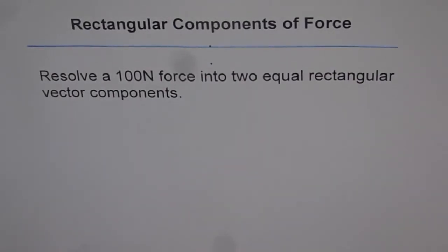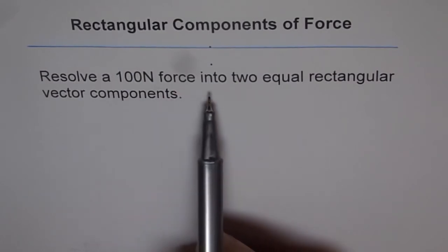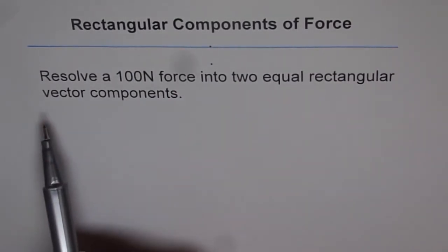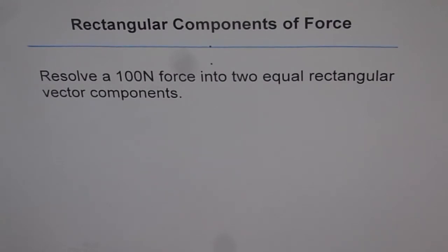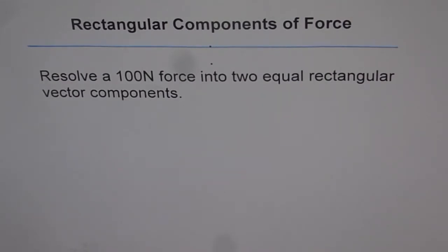Rectangular components of force. With this example, we'll try to understand how to find the magnitude of rectangular components of a force. The question is, resolve a 100 Newton force into two equal rectangular vector components. Now we will adopt two strategies here and see what are the alternate ways of finding the components of a force. When we say components of a force, that means we are splitting a force into two other forces whose combined effect is the same as the given force or the original force.